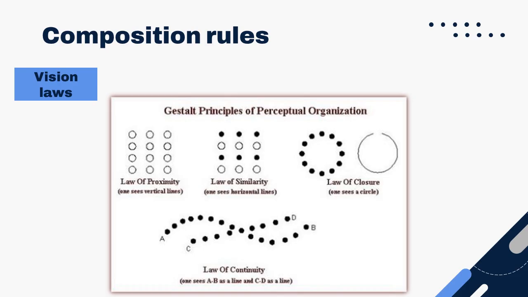In the first scheme, the eye tends to group elements that are close together, so it's the law of proximity. In the second one, the eye tends to group things of the same type, which is the law of similarity. For the law of closure, our brain seeks to interpret perceived elements as a coherent whole, that is, complete shapes seen in part.